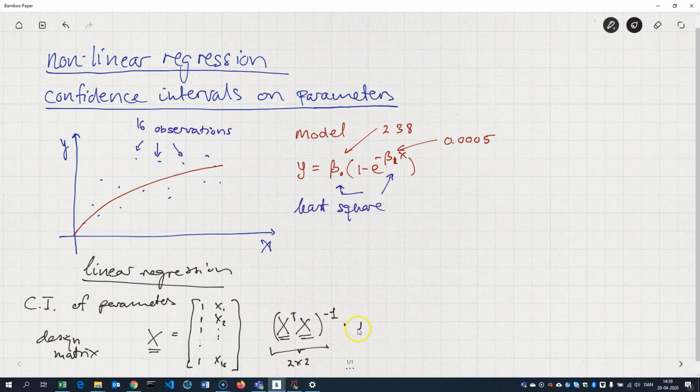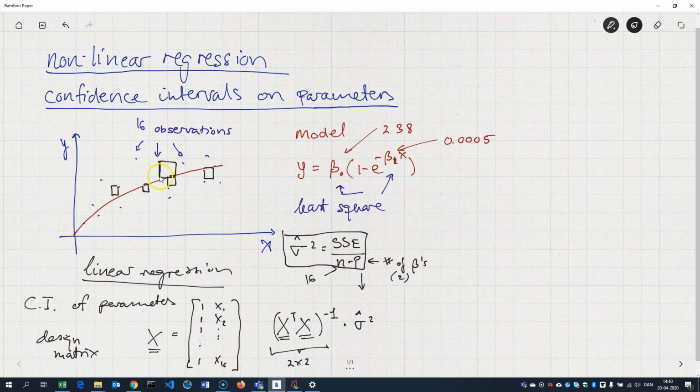Right, so we'll take this matrix and multiply it by our variance estimate, which we usually call sigma hat squared. And the variance estimate, just to recap, is the sum squared error divided by n minus p, where n is the number of observations, in our case 16, and p is the number of parameters, in our case 2. So this is our sigma hat squared. And the sum squared error, just to remind you what that is, is all these areas corresponding to the residuals in our model.